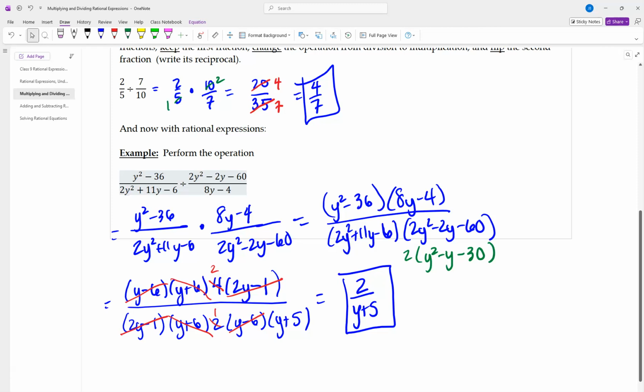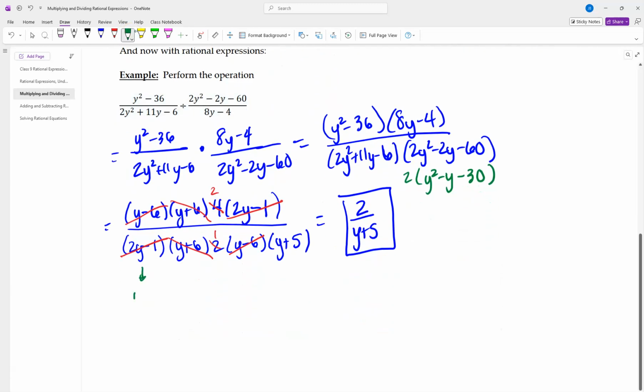The step that I skipped was that before I canceled, I should note the undefined values. From here, y can't be positive 1/2. From here, I can't have y equal negative 6. Here I can't have y being positive 6. And this last one would be negative 5. I should note those in the event that the world blows up. I just need to know that those are undefined values. Or rather, when we get to equations, we need to be able to look back and say, is the value I find an undefined value or not? So be aware of that.